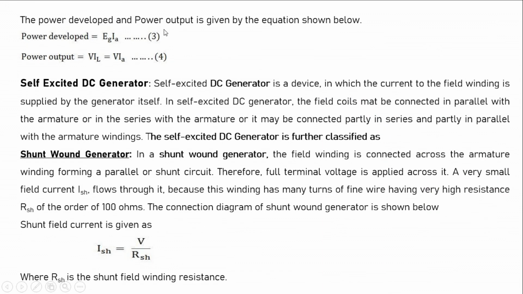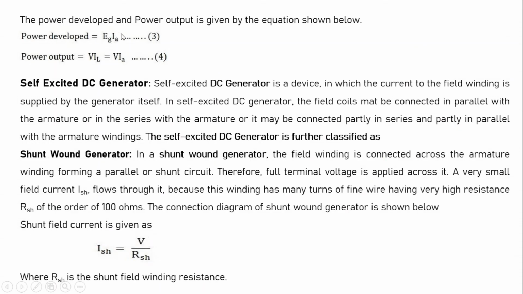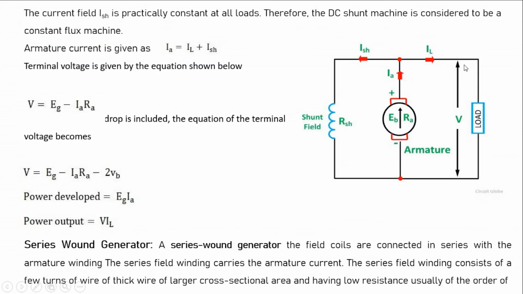The power developed and power output are given by the equations below. Power is always developed in the armature: EG into IA, generated EMF into armature current. The power output at the load side is terminal voltage into load current, so I can write V into IL as the power output. Here IL and IA are the same, so I can write V into IL or V into IA.